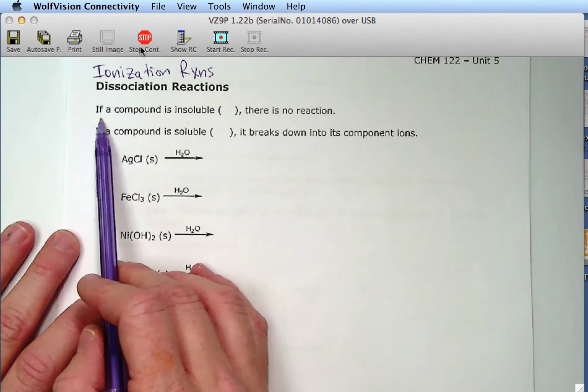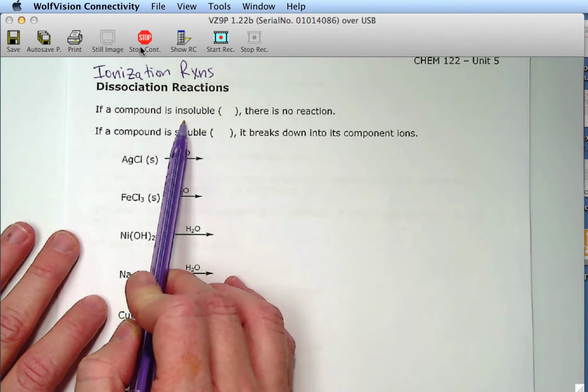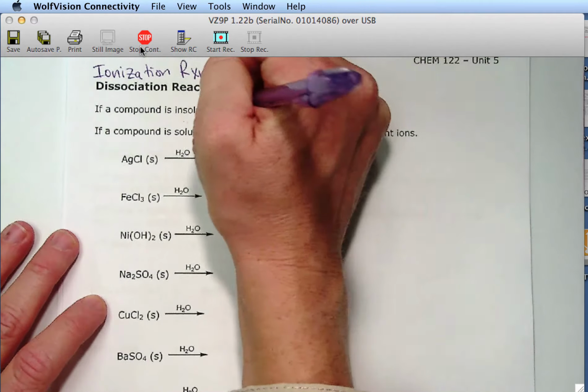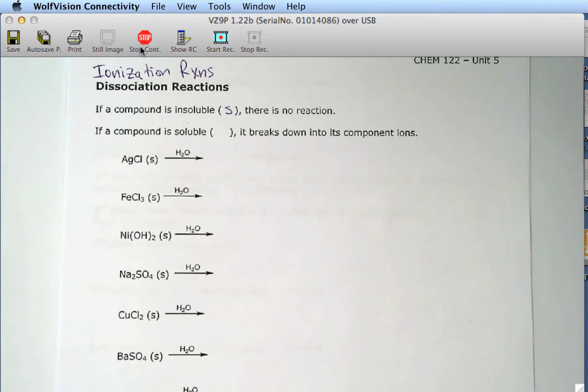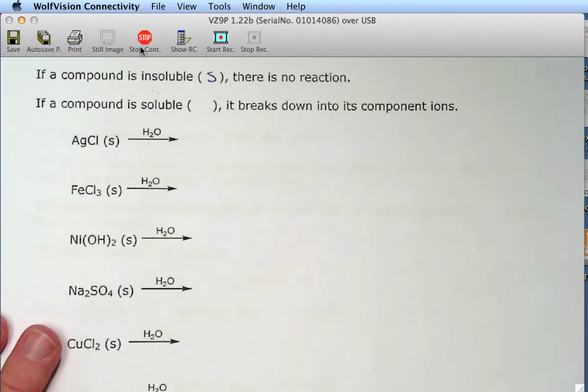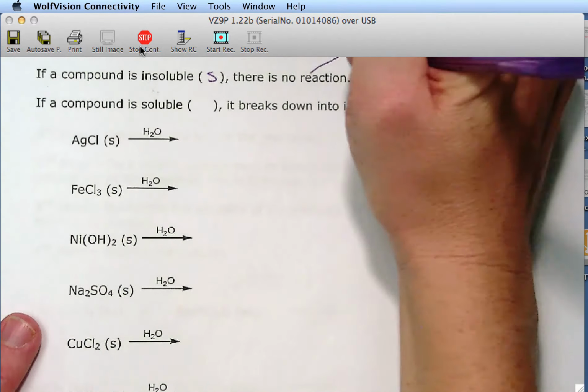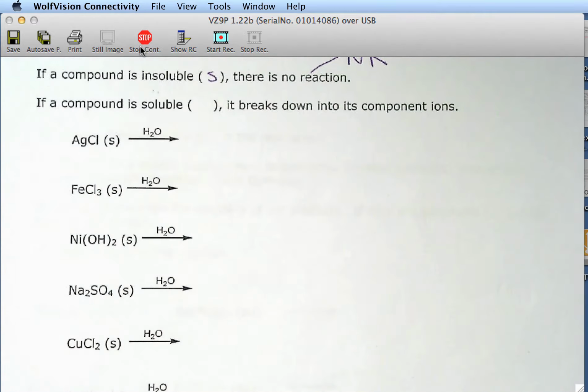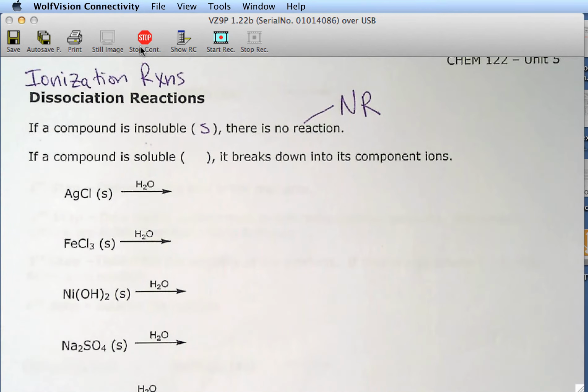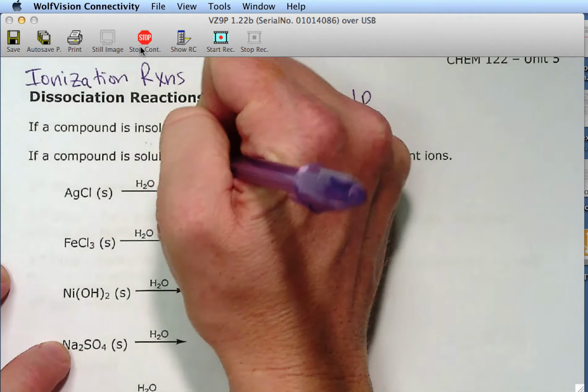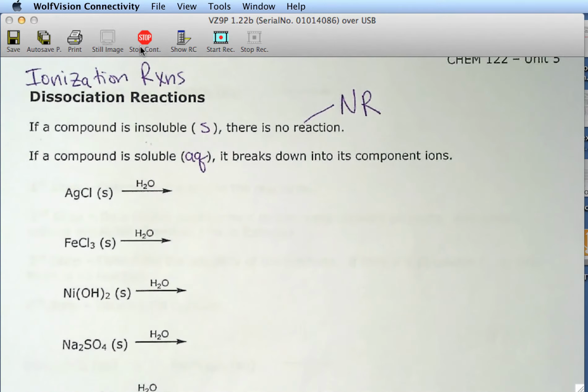If you have a compound that is insoluble, what's the symbol for insoluble? S. There is no reaction. Remember the no reactions from organic chemistry, this is where you get to write a big NR. You can move on. However, if a compound is soluble, what's the symbol for soluble? AQ. It breaks down into its component ions.